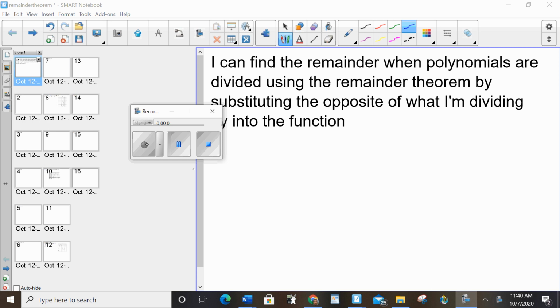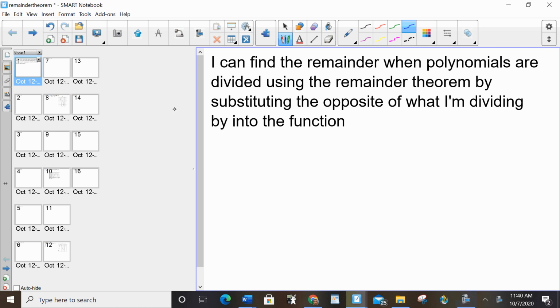Hi everybody, today I can find the remainder when polynomials are divided using the remainder theorem by just substituting the opposite of what I'm dividing by into the function. So we know to find the quotient and the remainder, we could use synthetic division or long division, but there's an easier way if I'm just asked for the remainder. If I'm asked for the quotient, I'm going to use synthetic division or long division. If I'm just asked for the remainder, we're going to use remainder theorem.